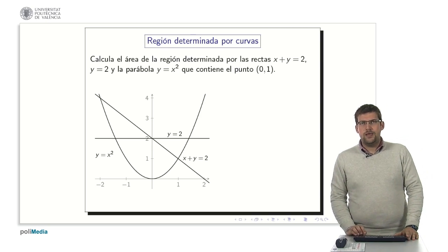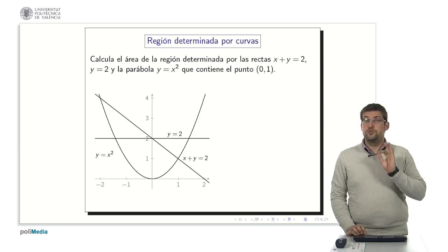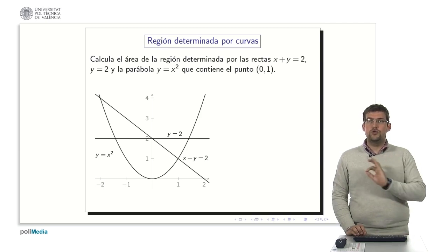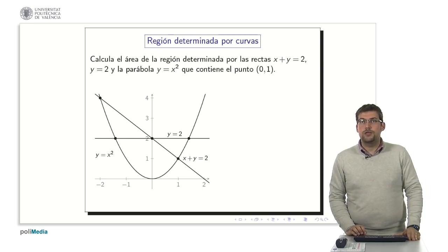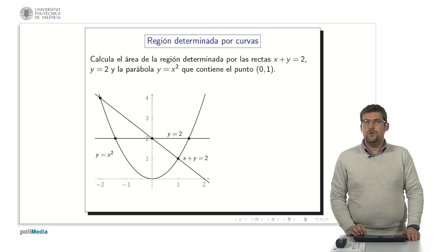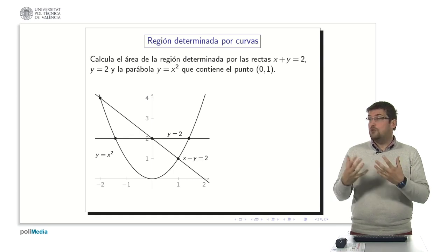It is essential that in the graph we draw, we get very clear cutting points. We have to see all the points where the different curves meet. In this case, we can see that all the cutting points between the different curves are shown in the graph, and that ensures that all the possible regions that determine the curves are visible.